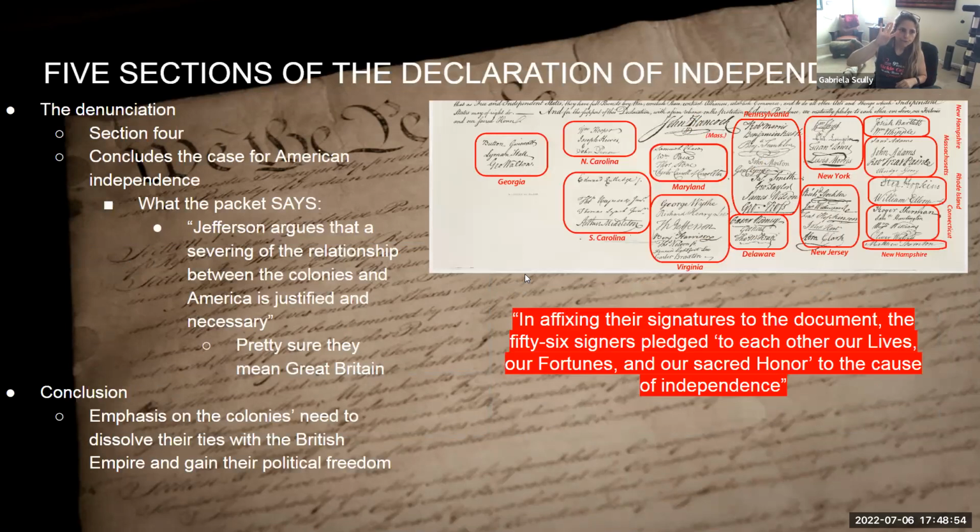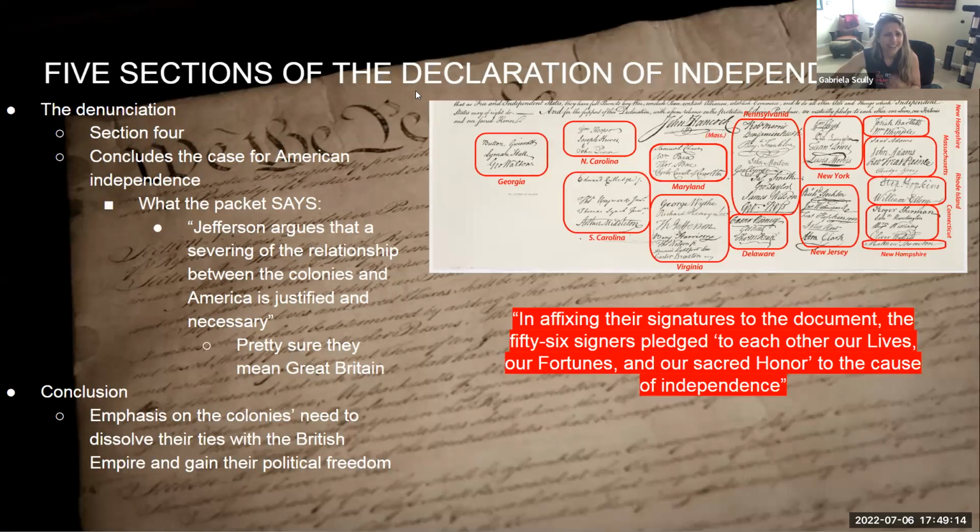Okay. The fourth part of the Declaration of Independence is called the denunciation, which is like where you put somebody down. It's like the flame war. So it basically is like, look, here's why we have to declare independence. And the packet has, I think, typo is not the right word. Like, I think somebody didn't proofread this, email number 573. The packet says that Jefferson argues that a severing of the relationship between the colonies and America is justified and necessary. And I feel like it should say the colonies and Great Britain is justified and necessary.